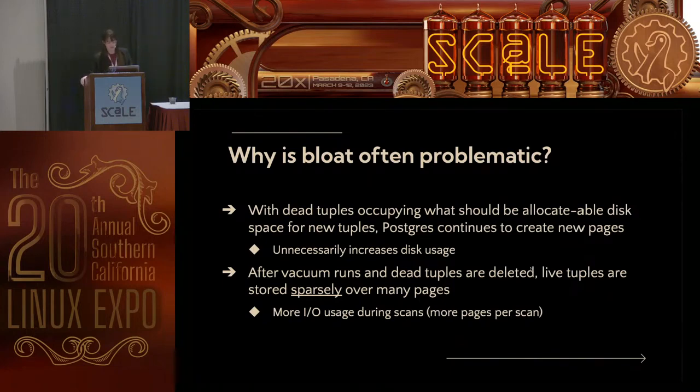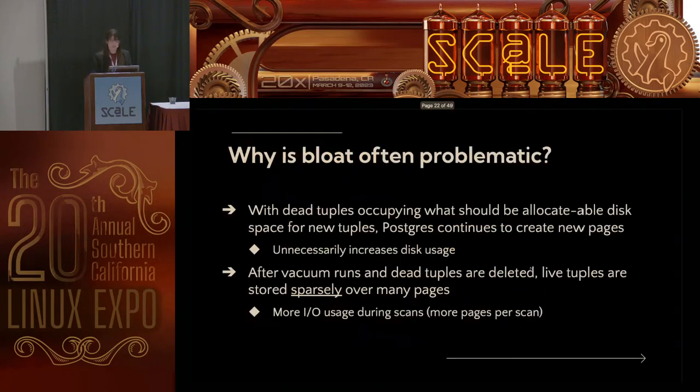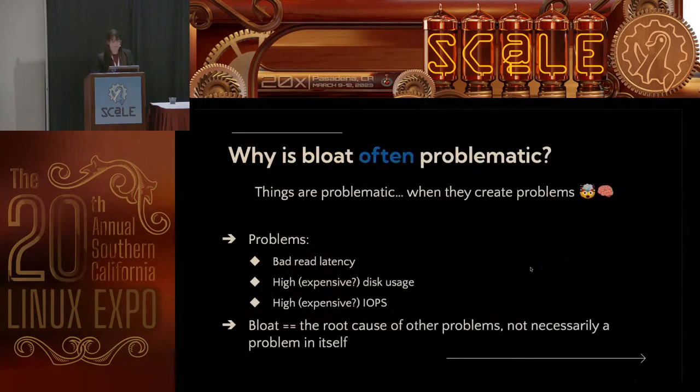So after vacuum runs and dead tuples are deleted, live tuples are stored sparsely, like I said. So the number one thing is what I came back to about the idea of doing 7 pages for the same scan, what you could have completed in 3. And over time, that can lead to very bad outcomes. But I said often problematic. And I would say that things are problematic when they create problems. It seems a little simplistic to say, but I would say that bloat is the root of other problems.